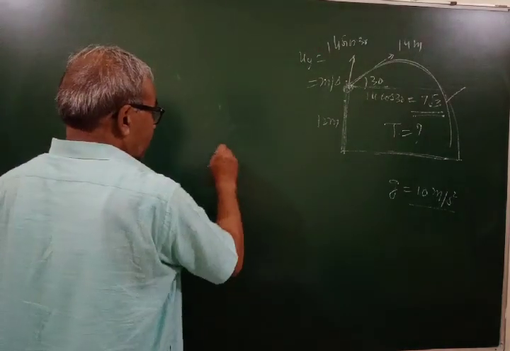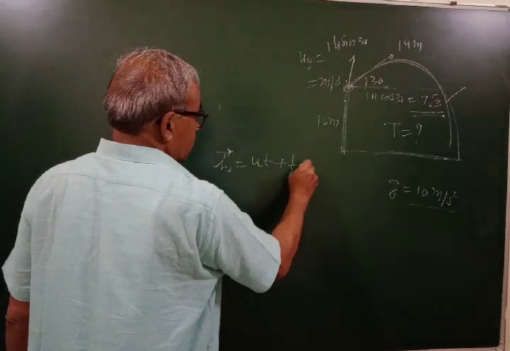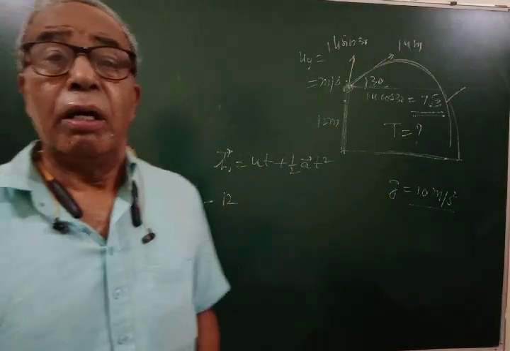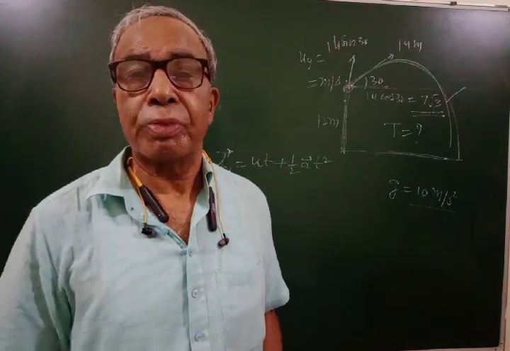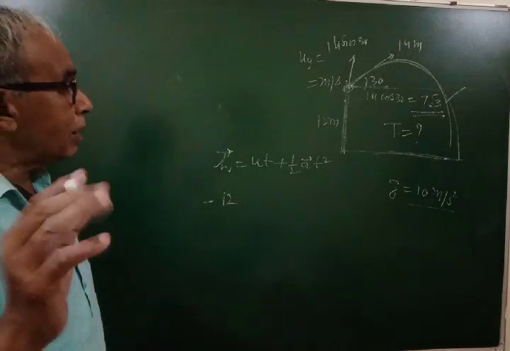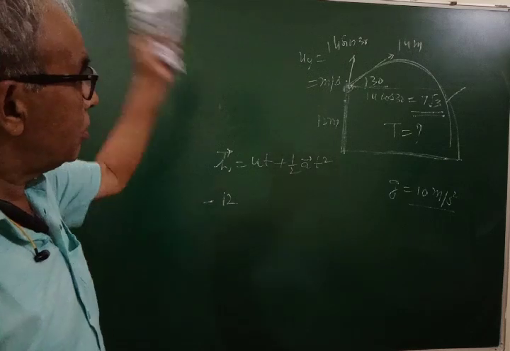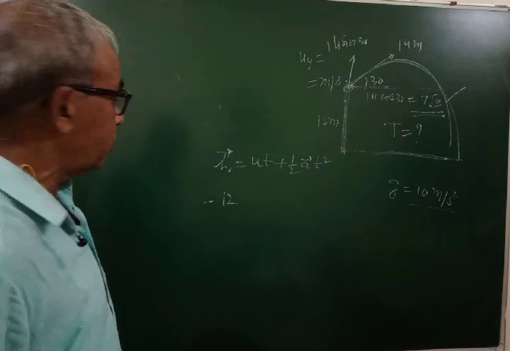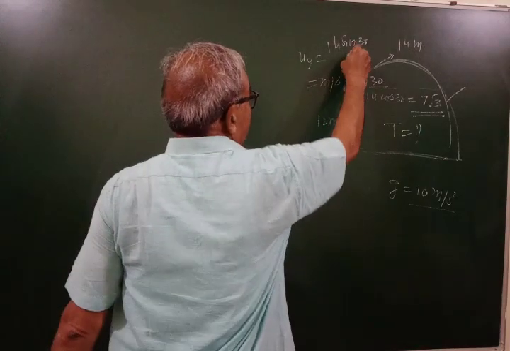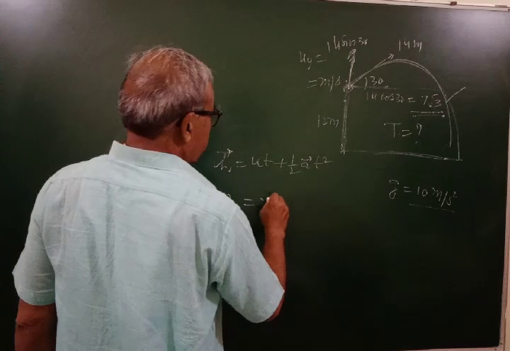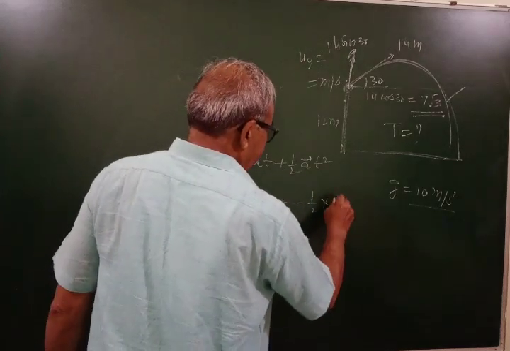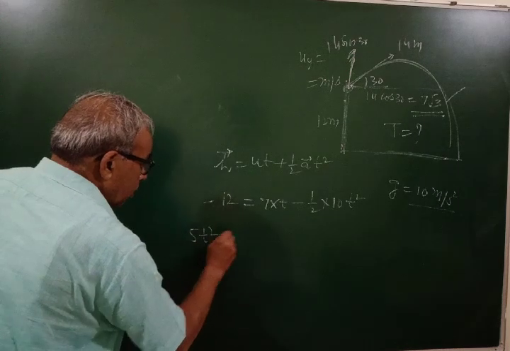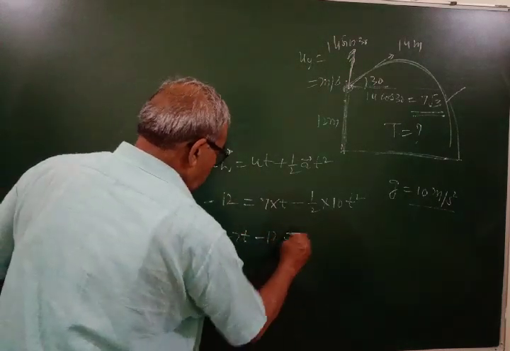So again applying the equation in vector form, s equal to ut plus half at square. S equals now minus 12, because our convention is that vertical upward direction is positive and downward negative. Dear learner, please be careful. I have found the solution when I try to solve every question whichever I got. So minus 12 is used because vertical is positive, downward negative. u is 7, so 7 into t minus half into 10 t square. So how much is this? 5t square minus 7t minus 12 equal to 0.